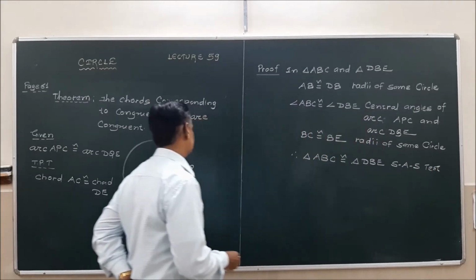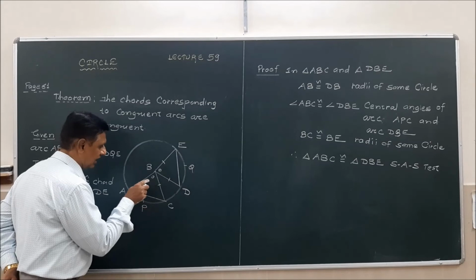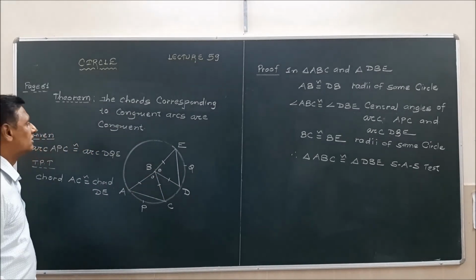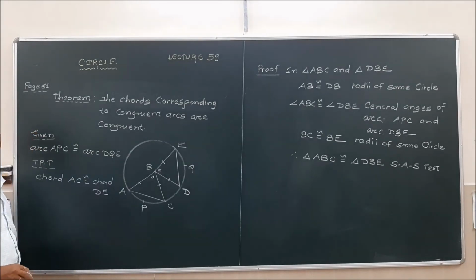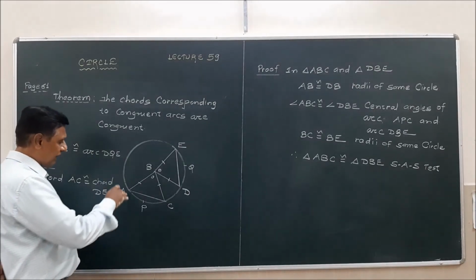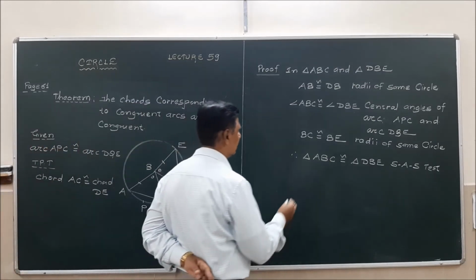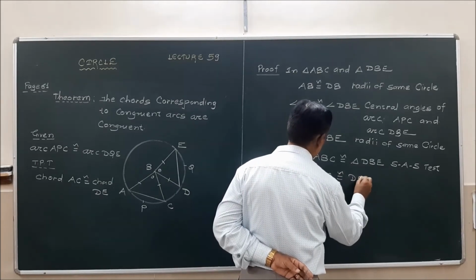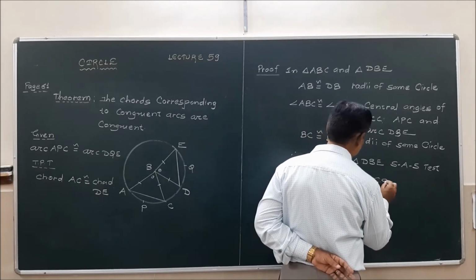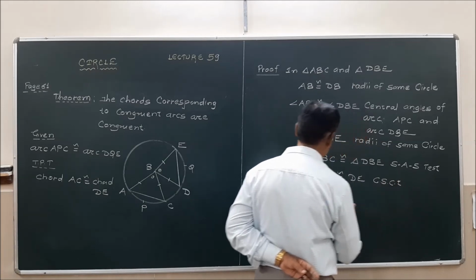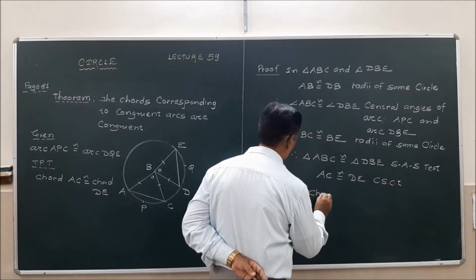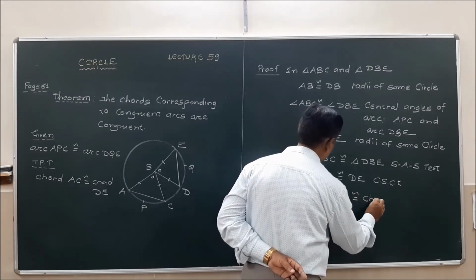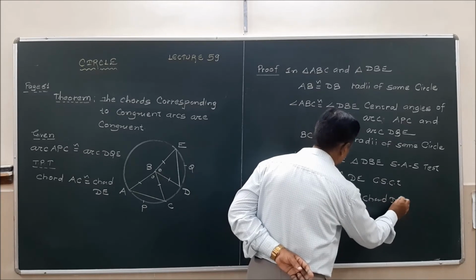By SAS. Two sides and the angle included by them. Two congruent sides and the angle included by them. Therefore, these two triangles are congruent by SAS test. Therefore, AC is congruent with DE, corresponding sides of congruent triangles. This is our chord AC. Chord AC congruent to chord DE.